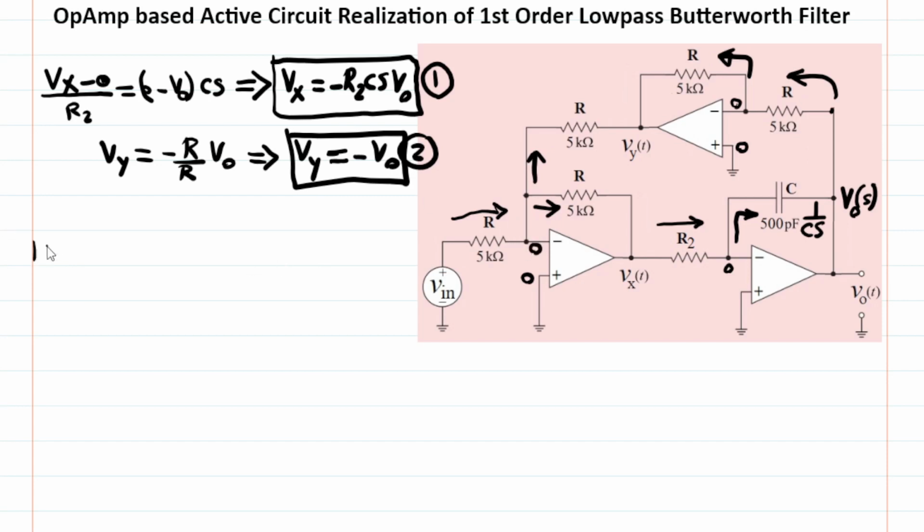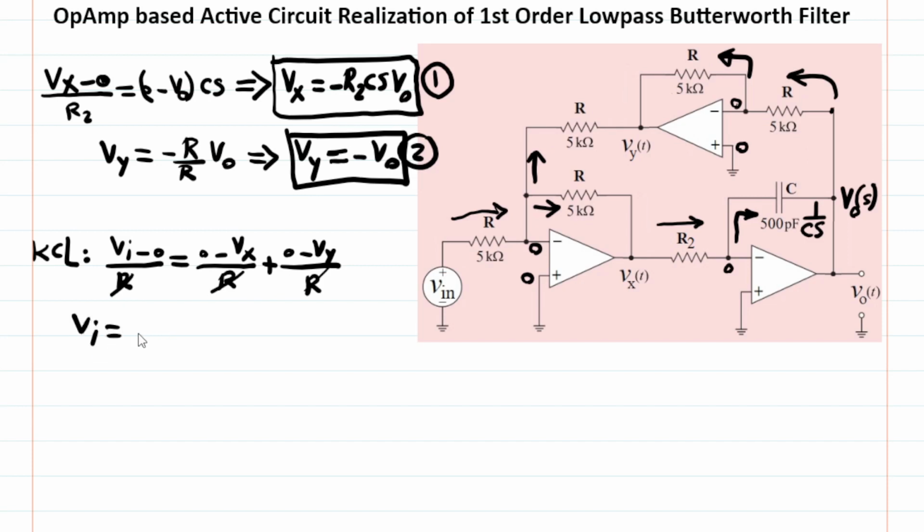So if you do that, writing KCL, same as before, you would get Vin minus 0 divided by this resistor R is equal to 0 minus Vx divided by resistor R, and plus 0 minus Vy divided by resistor R. So the nice thing is these resistors cancel out from each other, so we get Vin is equal to simply minus Vx minus Vy.